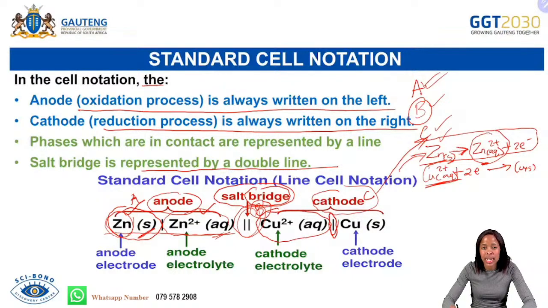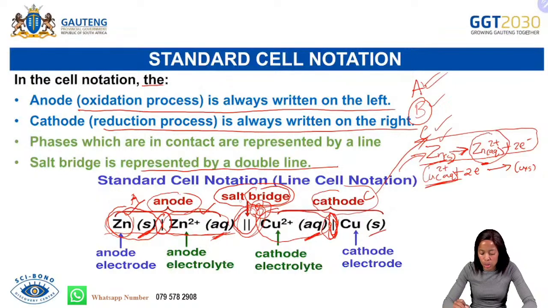Then we have a single line there. So a single line, what does it represent? That represents it's a phase separator. We are separating the two phases because you can see that here we have aqueous and then here we have a solid. So therefore, we are going to use the single line, solid and aqueous. So that's a phase separator. So you need to make note of that. You can be asked to identify this line, so you will know it's a phase separator when you have a double line that represents your salt bridge there.